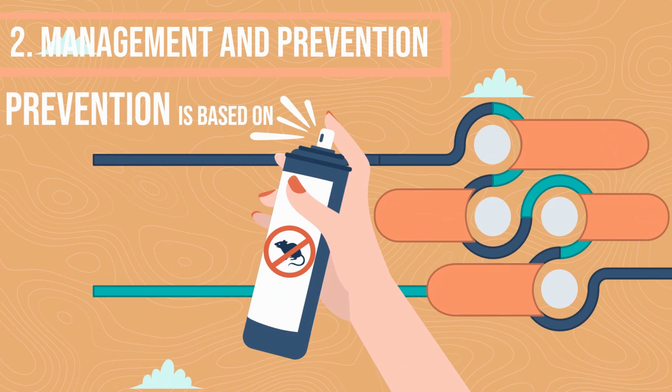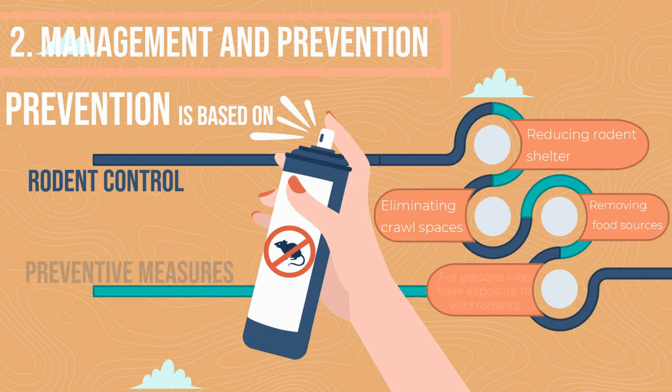The absence of effective antiviral drugs and vaccines against hantaviruses gives rise to the importance of trying to prevent an infection. Prevention is based on rodent control, such as reducing rodent shelter, and preventive measures for persons who have occupational exposure to wild rodents.